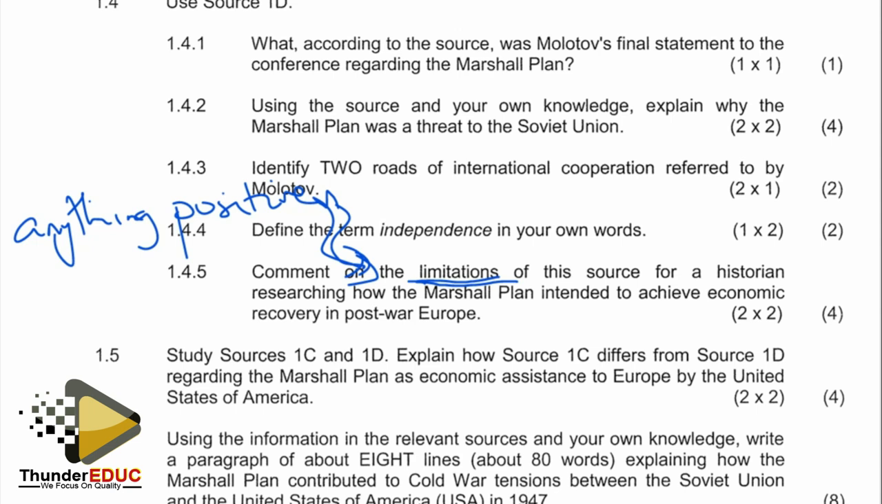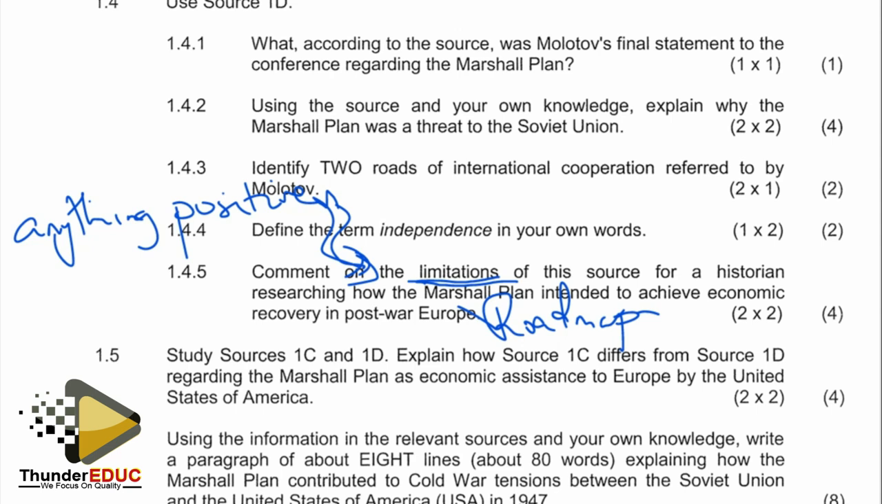And also, if you check that source, it does not show the roadmap of the implementation of the Marshall Plan. There's no roadmap there. We don't know how the Marshall Plan was going to be implemented. We are only told of its implications of dividing Europe.